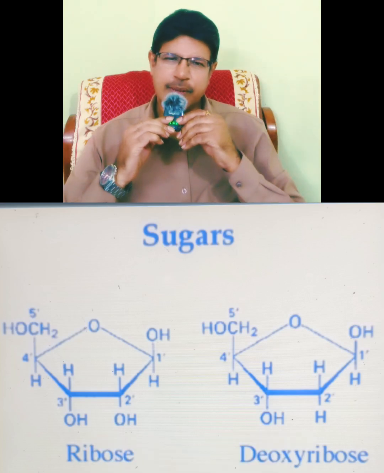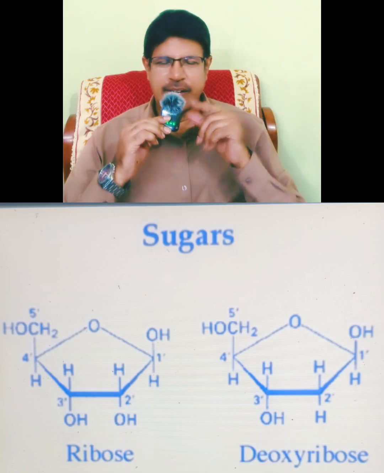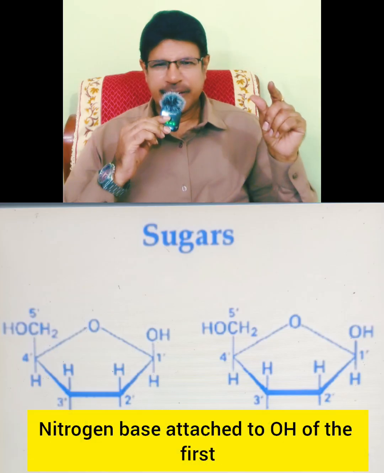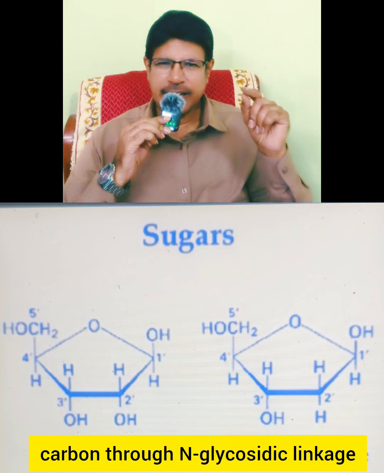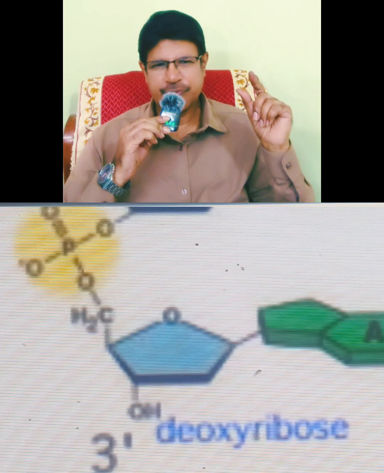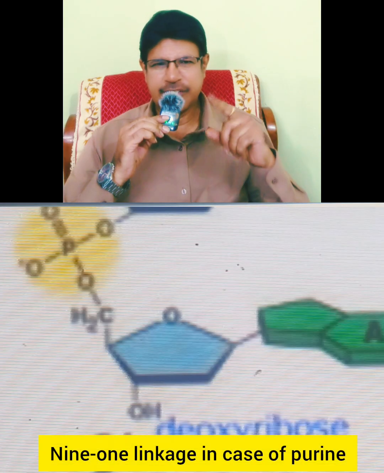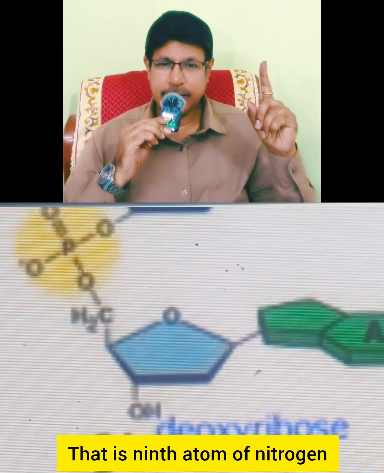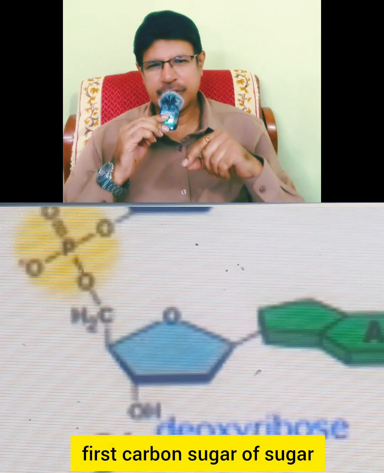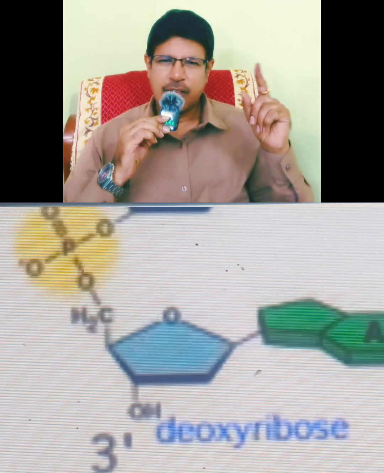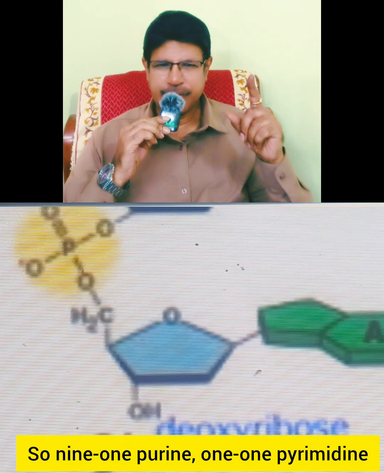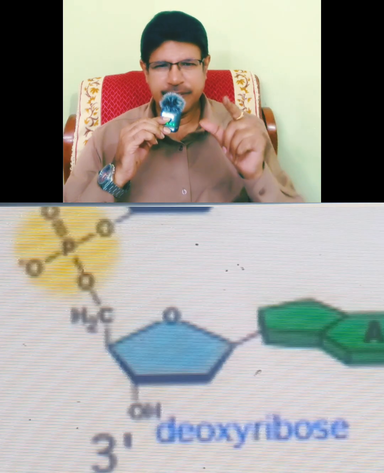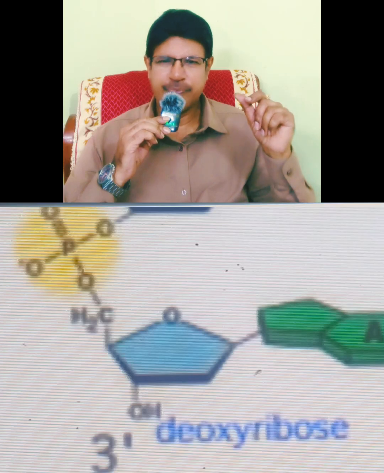Next, bonding. The nitrogen base is attached to the OH of the first carbon of the sugar through an N-glycosidic linkage. 9-1 linkage in the case of purine, that is the 9th nitrogen atom to the first carbon of the sugar. 1-1 linkage in the case of pyrimidine. So 9-1 for purine, 1-1 for pyrimidine, that constitutes the glycosidic bond.